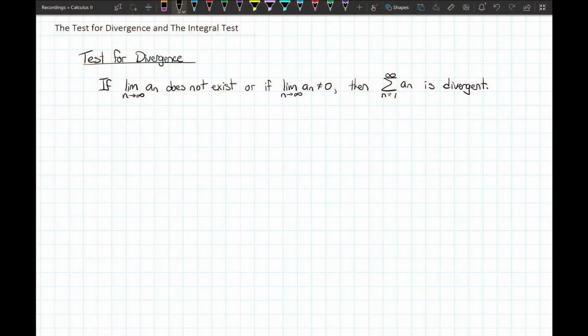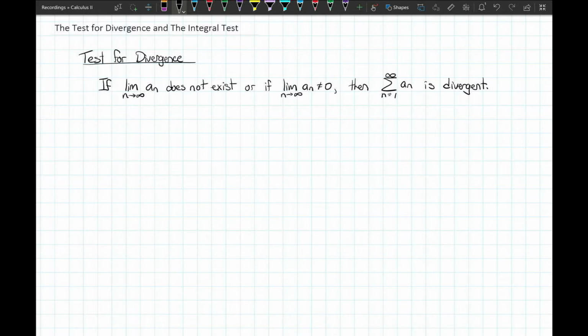What are we going to do when we see something that's not geometric? Well, let's start off with the easiest kind of case. We can very quickly find out when a series is divergent. So we've got the test for divergence. The test says that if we take the limit of our terms, a_n, as n goes to infinity, and find out that the limit either does not exist or does not equal 0, then the sum of those terms is divergent. And hopefully that kind of makes sense.